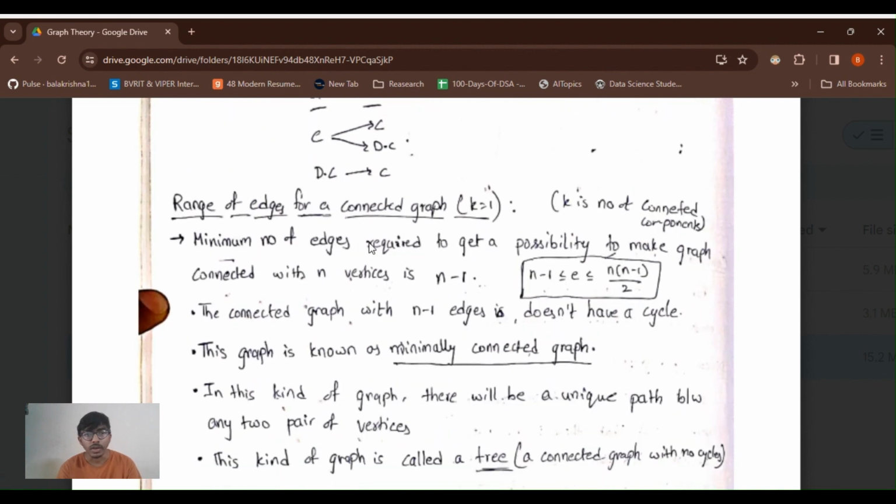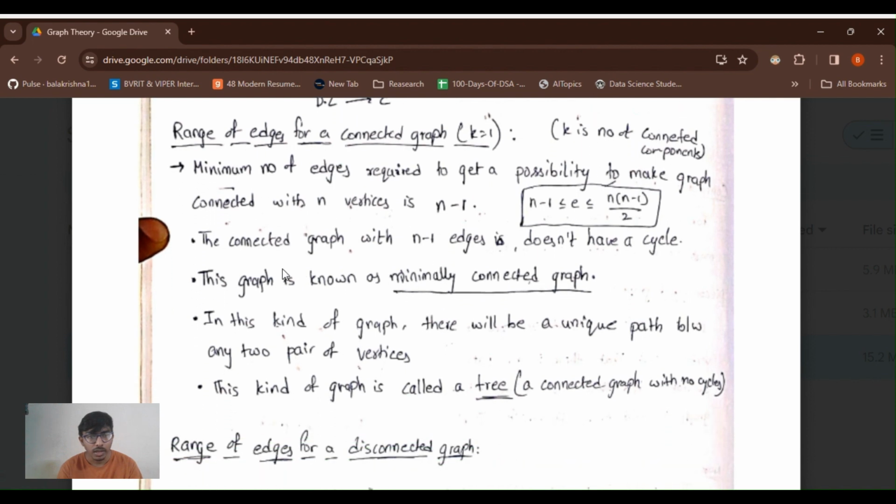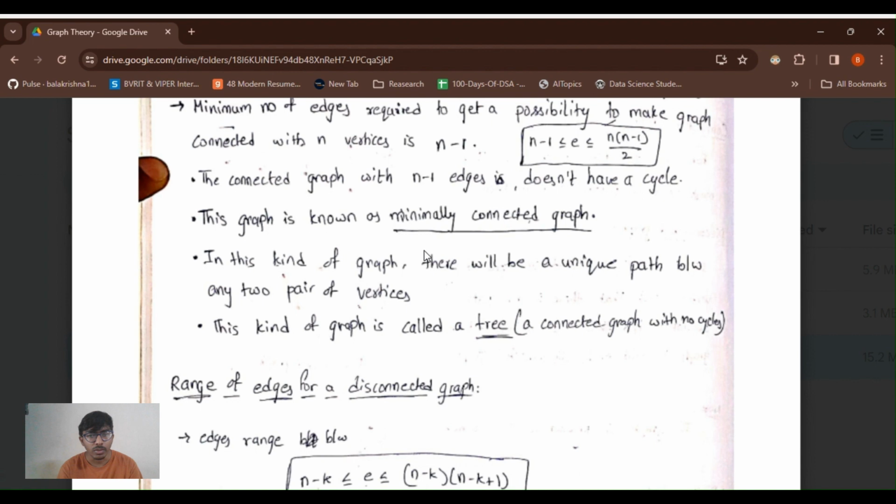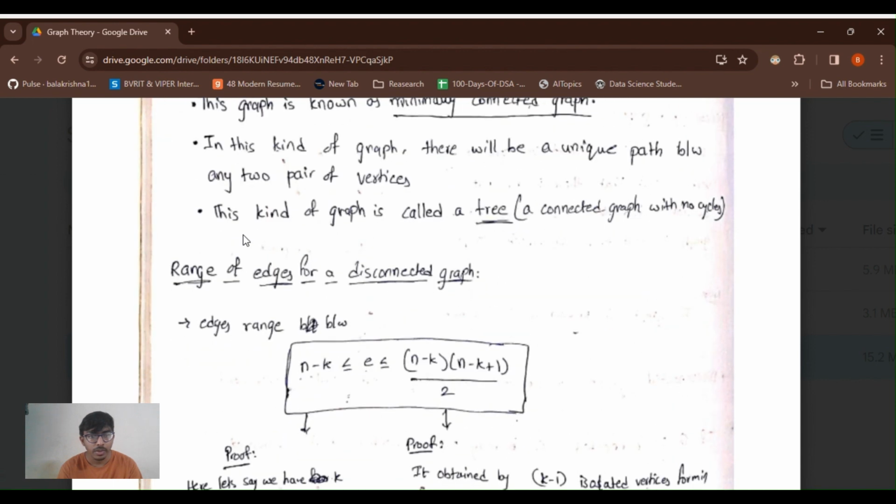Range of edges for a connected graph. The minimum number of edges required to make a graph with n vertices connected is n minus 1. The connected graph with n minus 1 edges does not have a cycle. This graph is known as a minimally connected graph. In this kind of graph, there will be a unique path between any pair of vertices. This kind of graph is called a tree.